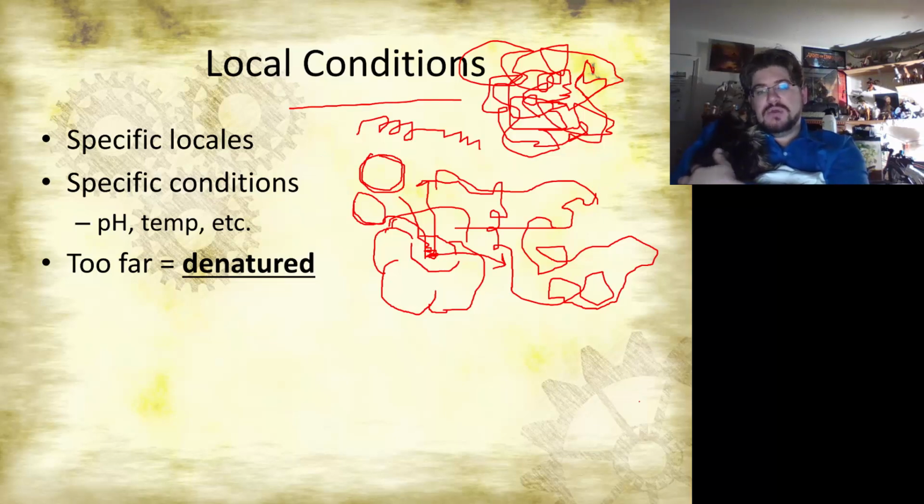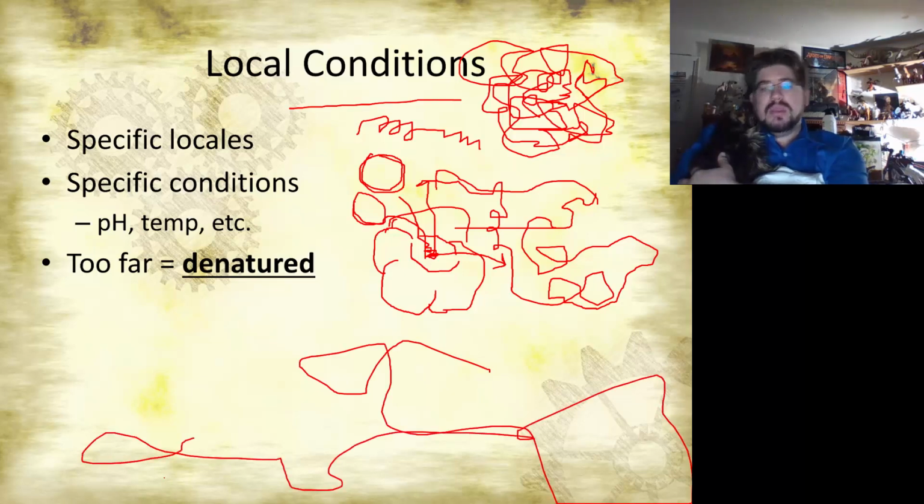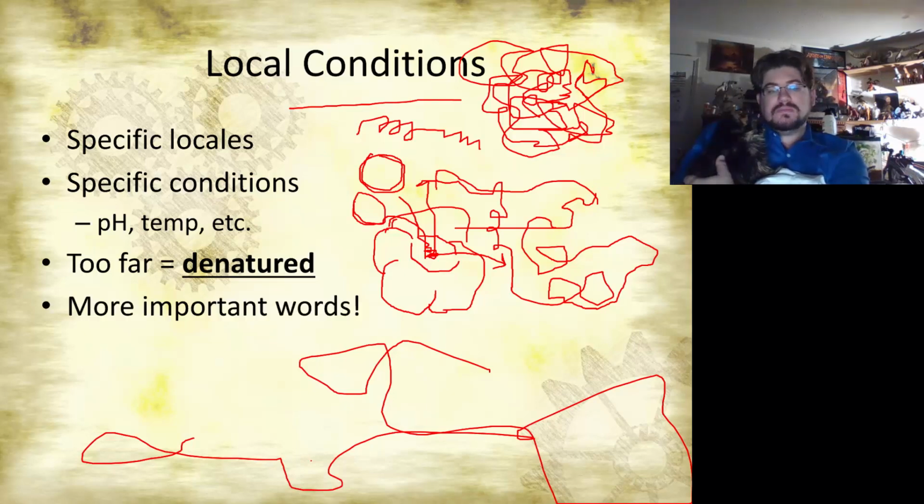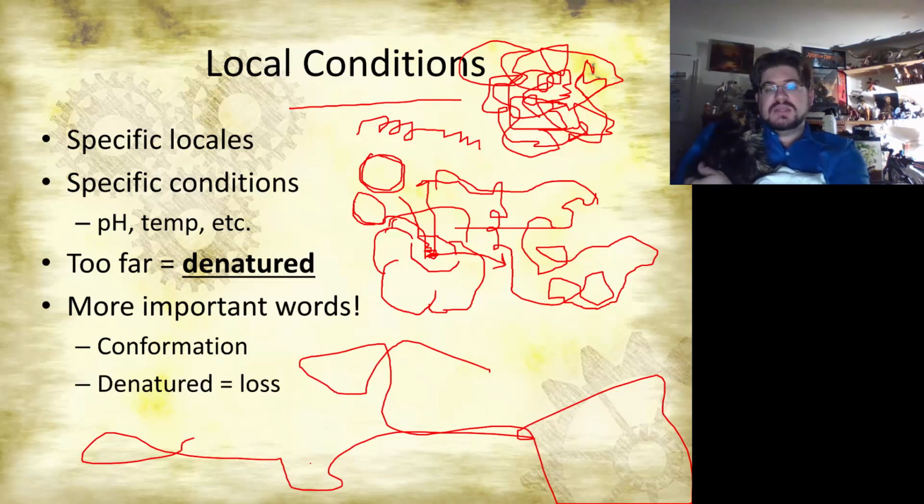And eventually, if you go too far, your molecule permanently loses conformation. It is now completely non-functional. And the term for that is that it has become denatured. So, conformation, three-dimensional shape; denatured, loss of conformation, and thus permanent loss of function. You can't come back from denatured.